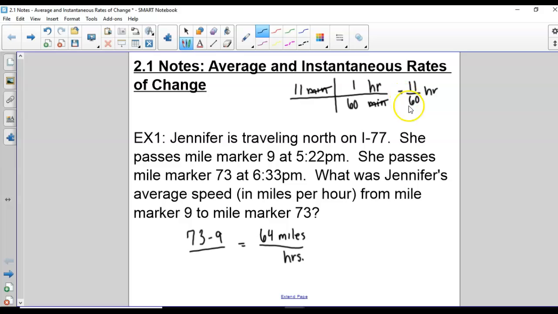So if we do 11 divided by 60, that is going to give us 0.183 repeating, so we could say this is 1.183 repeating hours. And really, we could show where we subtracted here, or we could just do 1.183 repeating there. So if we do 64 divided by 1.183 repeating, we are going to get 54.085 miles per hour, so about 54 miles an hour.